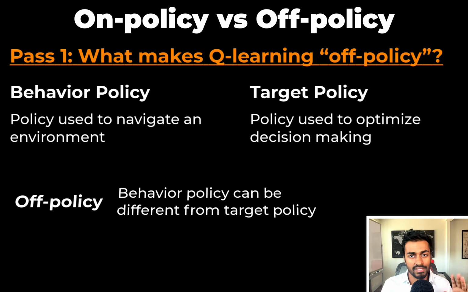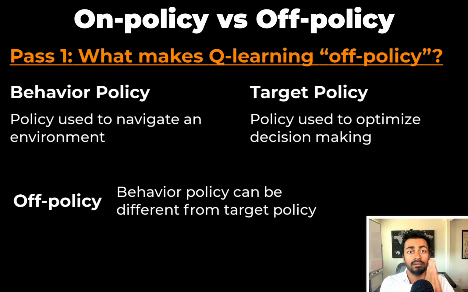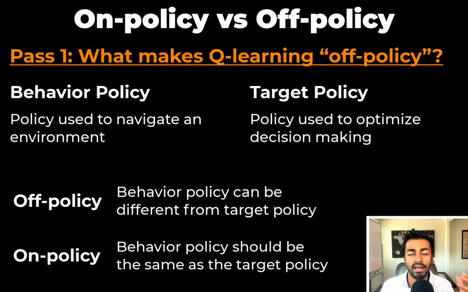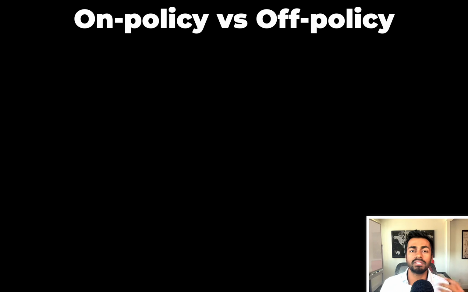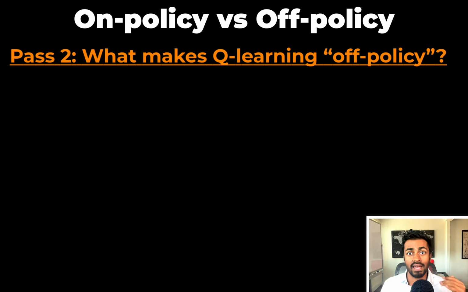Now, for off-policy reinforcement learning algorithms, the behavior policy can be different from the target policy, while for on-policy algorithms, these two policies need to be the same. And this is a very critical difference between on-policy and off-policy algorithms. So that's going to end pass one. But for more details now, let's dive into Q learning specifically and also discuss why Q learning is an off-policy algorithm in more detail.